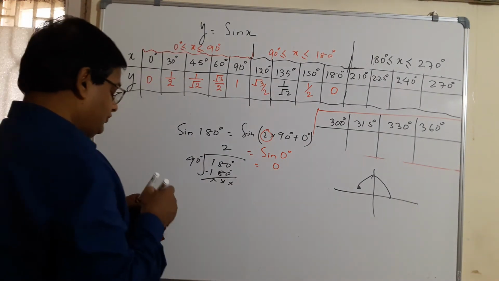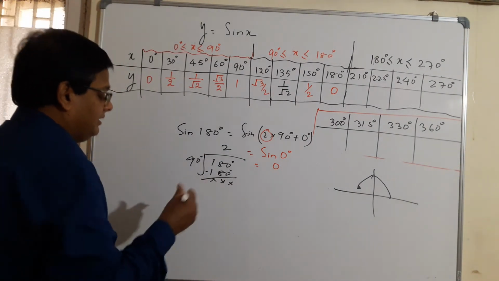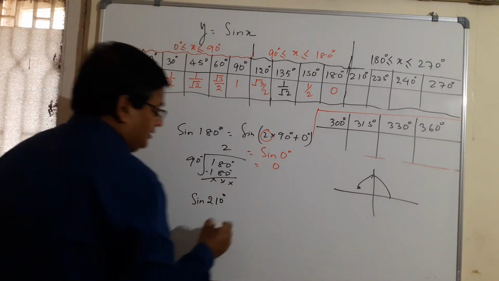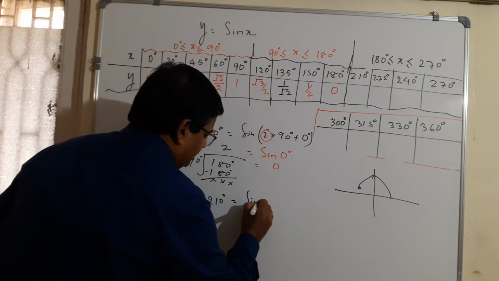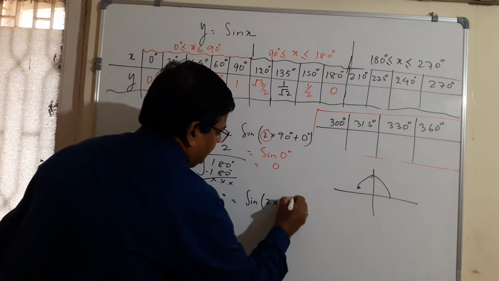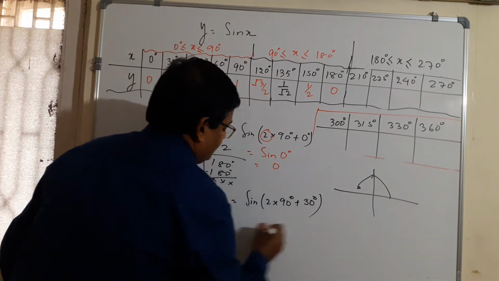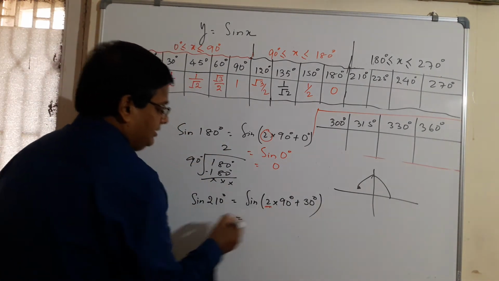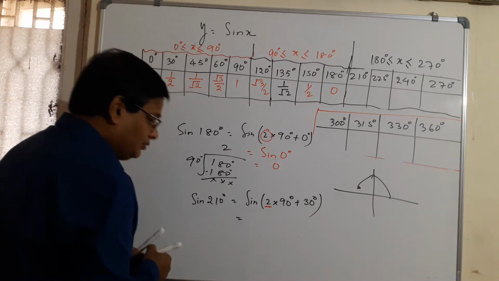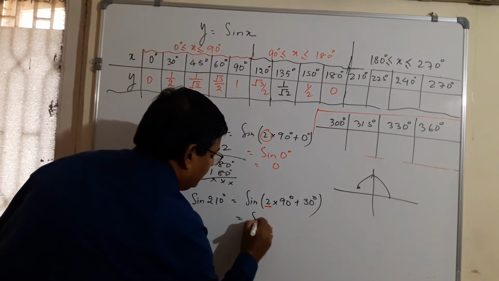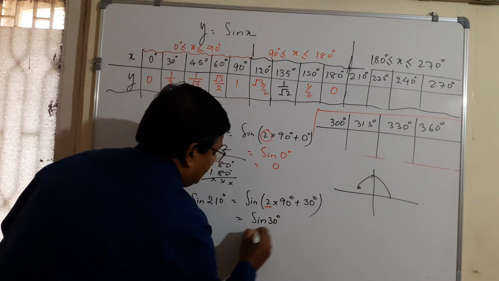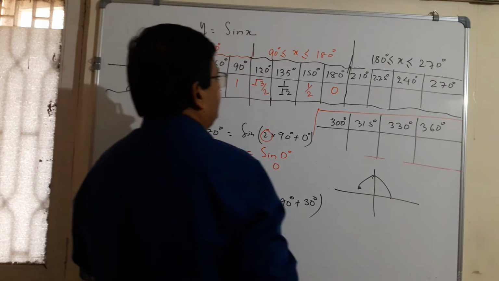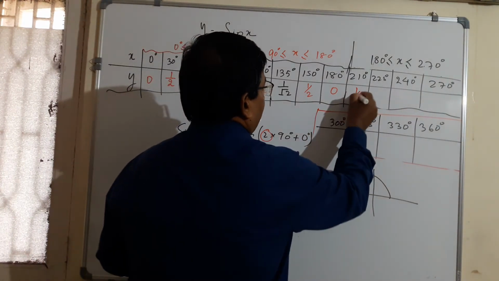Now I am going to find out sine 210 degree. Sine 210 degree is sine of 2 into 90 degree plus 30 degree. Here 2 is an even number, so there will be no change. So write sine 30 degree, and sine 30 degree is 1 by 2. So write here 1 by 2.